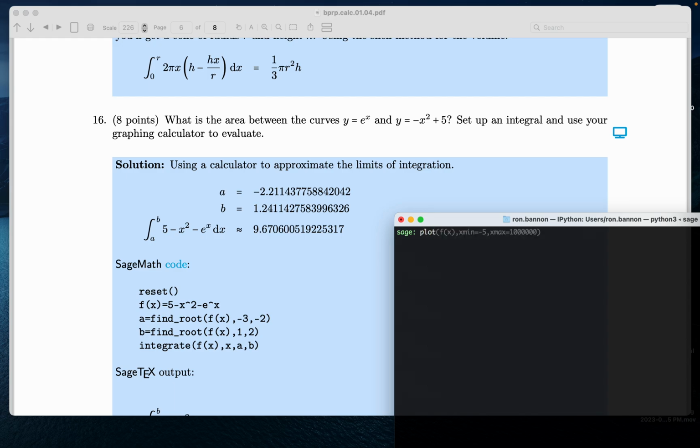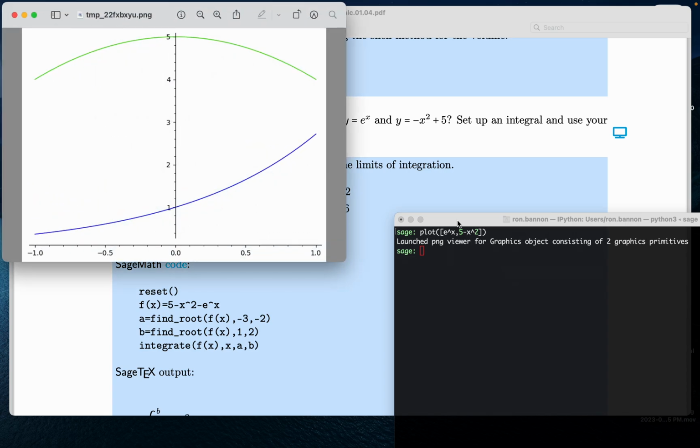I'm going to plot two things. I'm going to put in this set notation, e to the x, and I'm going to plot out, let's see, 5 minus x squared. Now when I do this, you might be surprised that you may not get the picture you want. We can always change it. And I got a picture I didn't want.